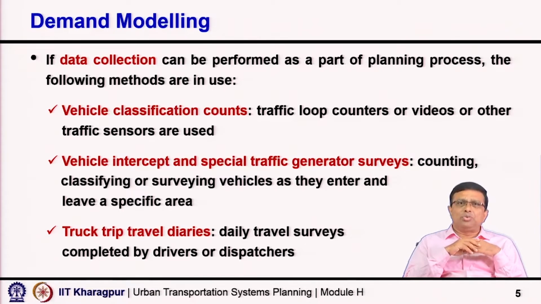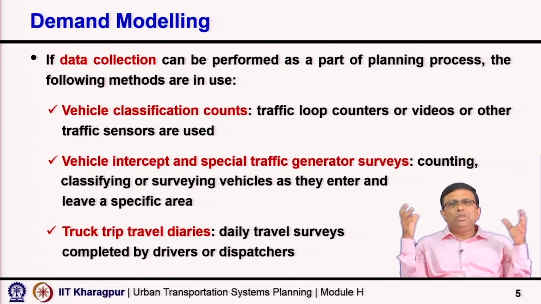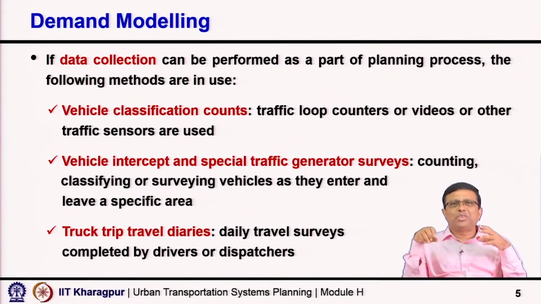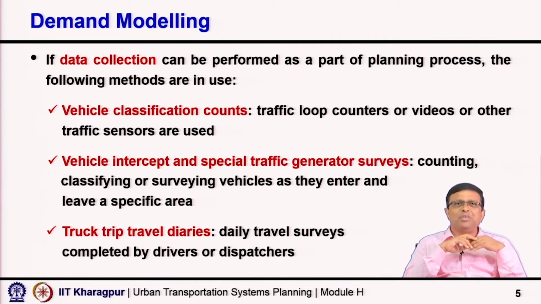Second is through vehicle intercept and special traffic generator surveys. We can do the counting, classify, or survey vehicles as they enter or leave specific areas. So, in a particular area, how many vehicles are coming from outside, we can simply measure at all the cordon points basically.